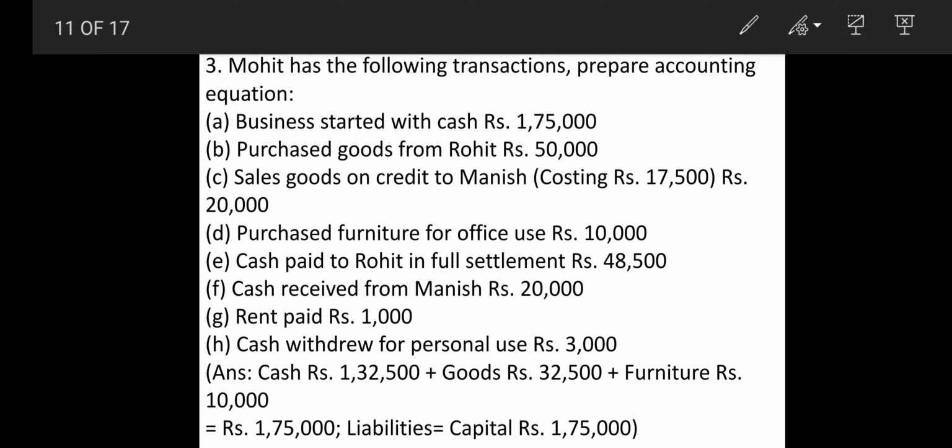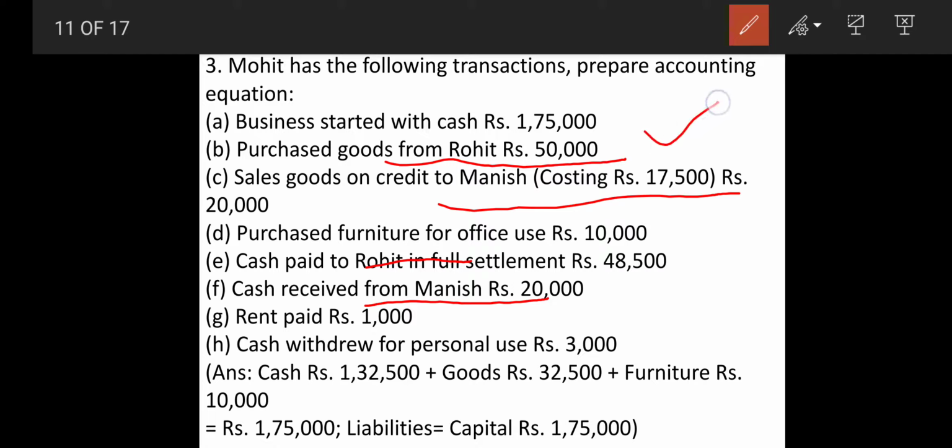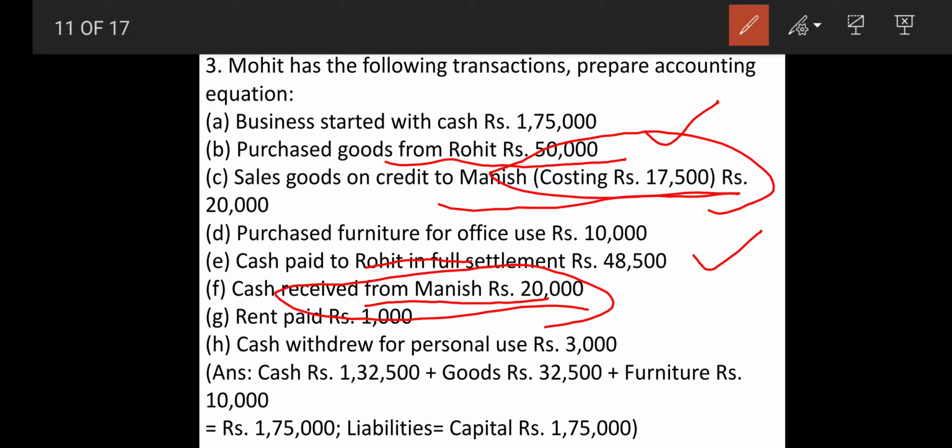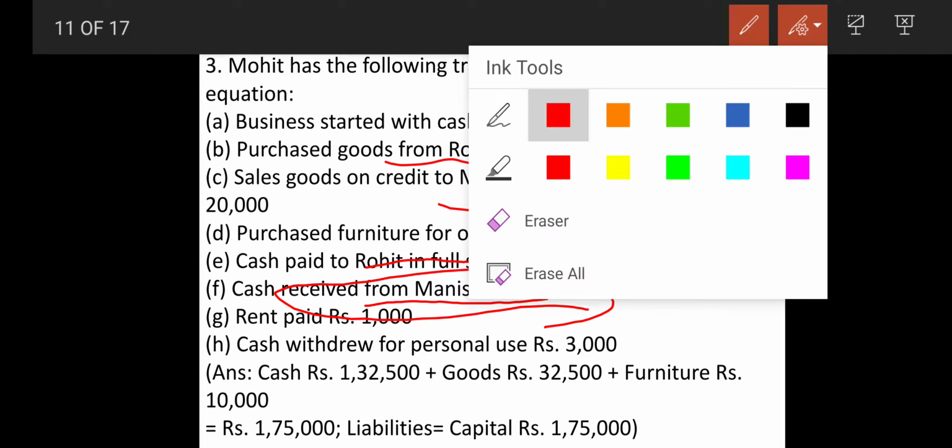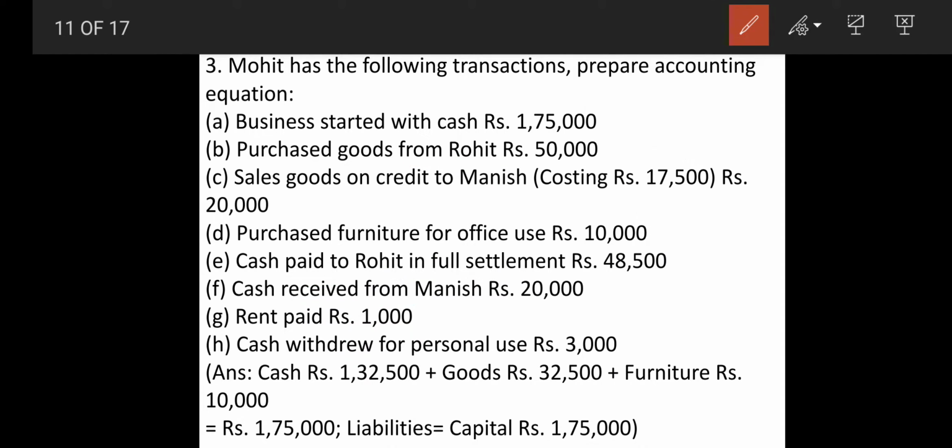So the only highlighting thing over here is, you can see here cash paid to Rohit and here cash received from Manish. These both are transactions which were done previously. So you have to remember these business transactions are in chronological order, means when a person takes goods then he will have to pay money, when he sells then only money comes to him, right? So this is only to be remembered, and you have to remember how to deal with that. Okay, so let's move with the sum so that you can get a better idea.